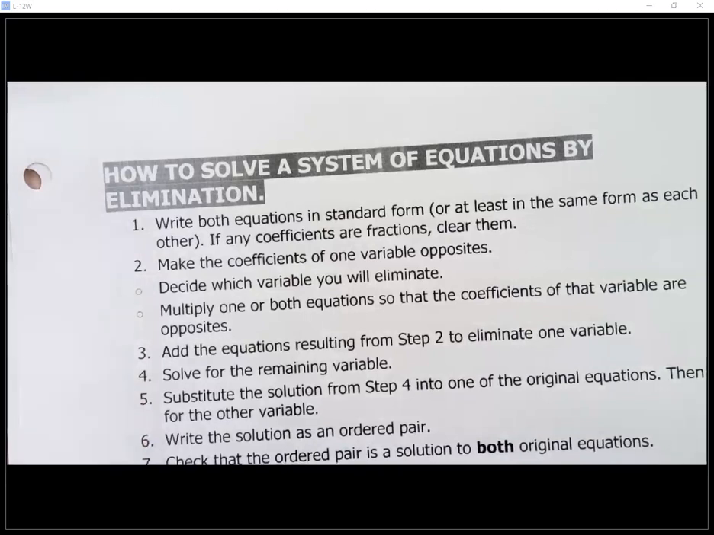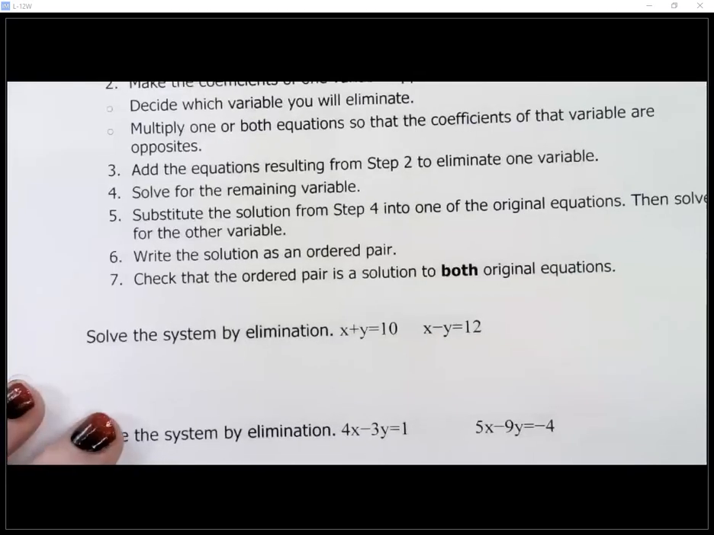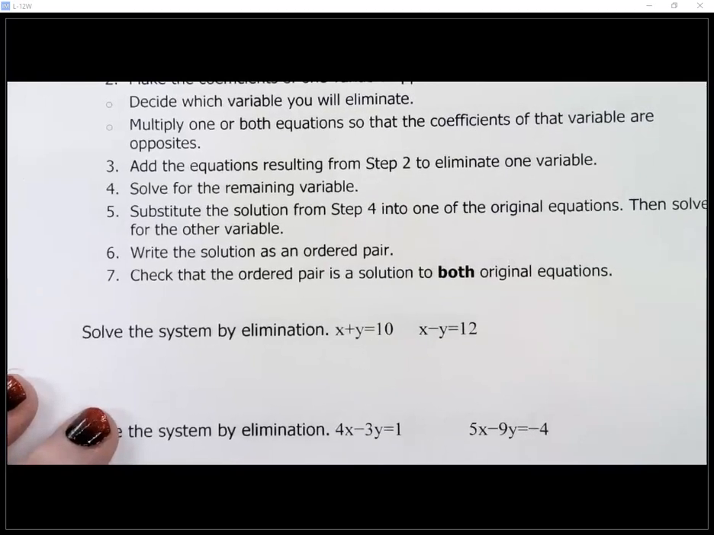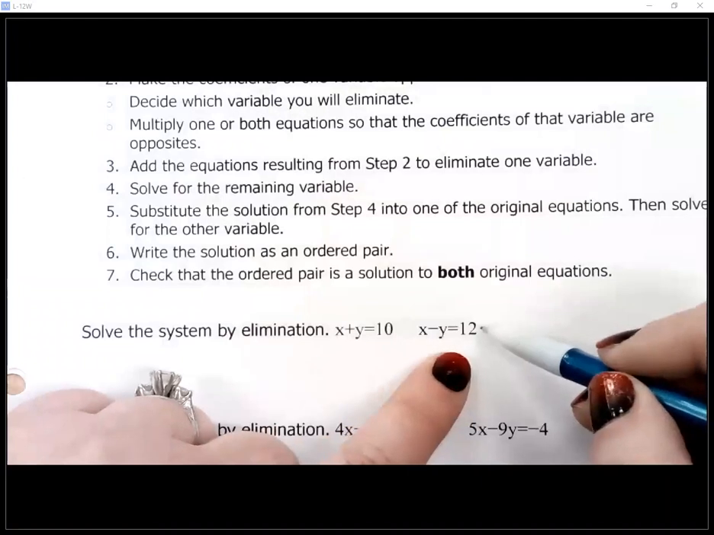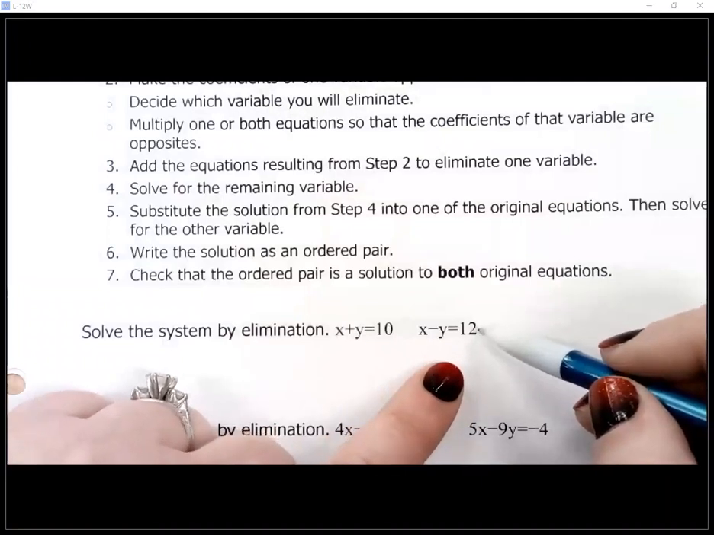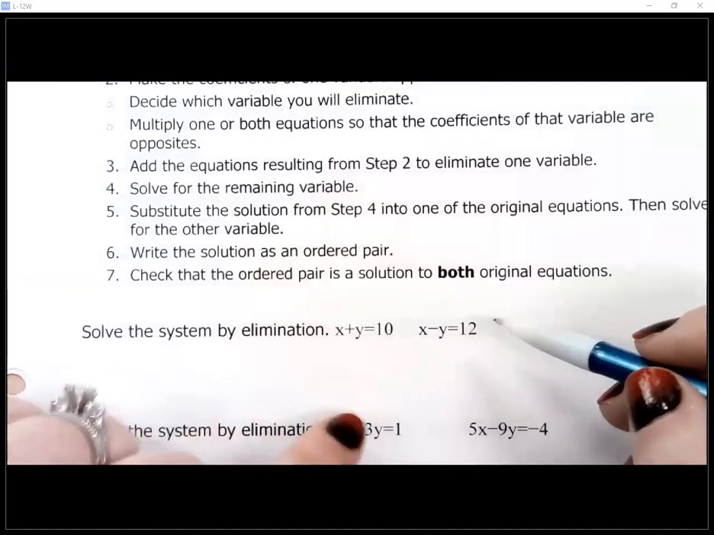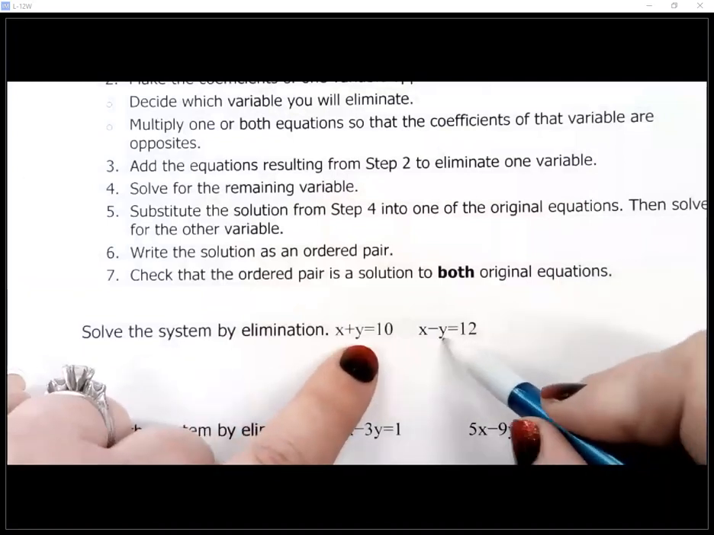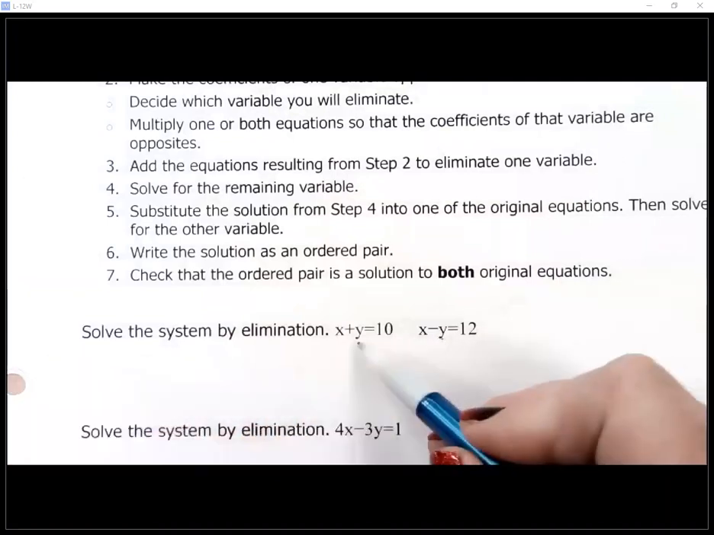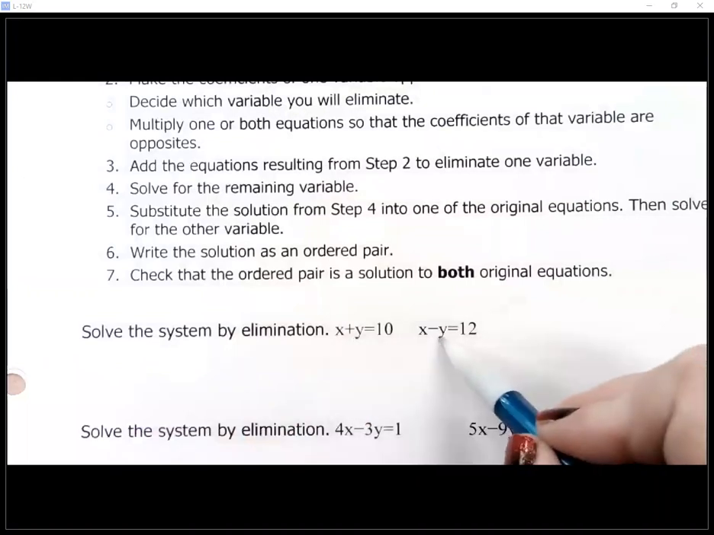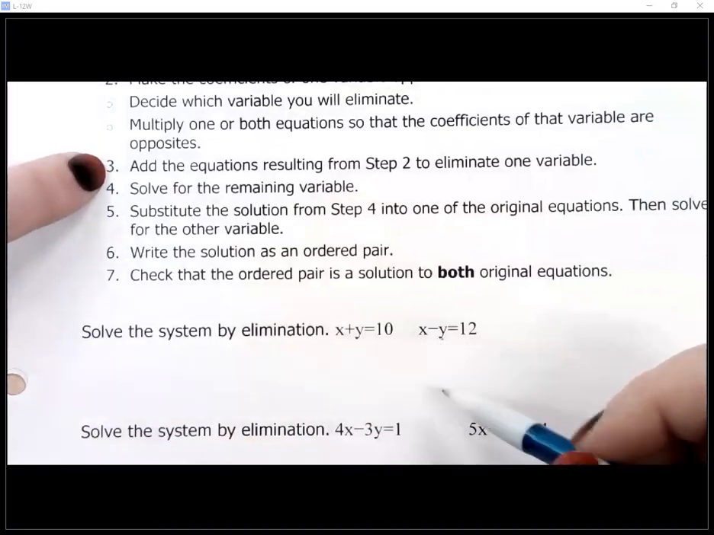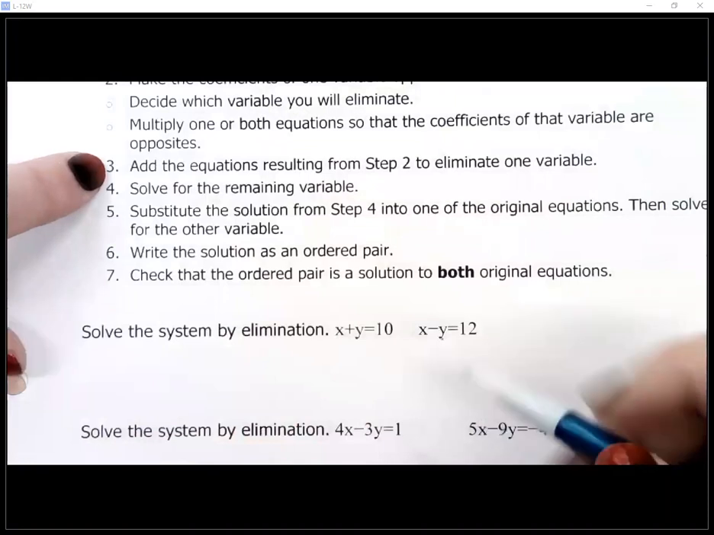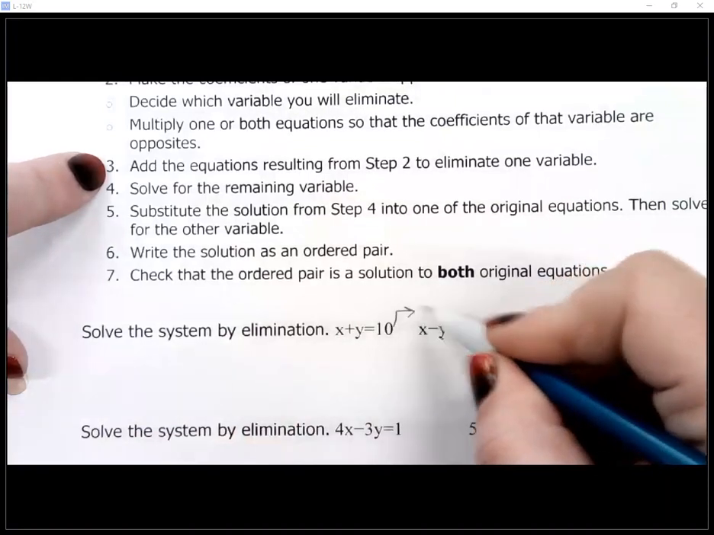So let's take a look at the first example right here. We have x plus y equals 10 and x minus y equals 12. They're both already in standard form, so I don't have to do anything there. And lucky for us, we already have a pair of opposites. You see that? We have a positive y and a negative y. So we don't even have to multiply by anything. So we're already up to step 3, add the equations together. I'll just rewrite this one on top so I can just add straight down.